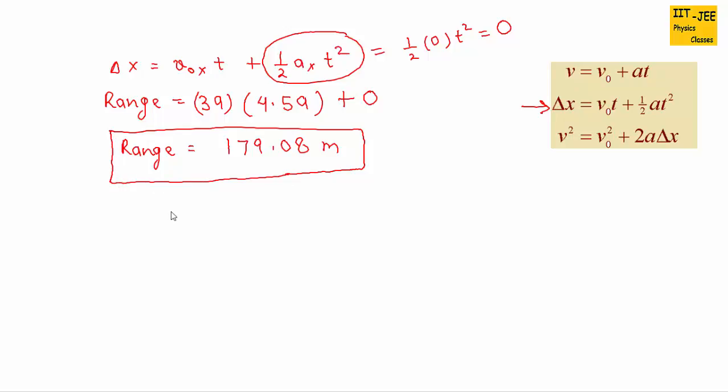I hope you understand the concept and how to use kinematic equations for horizontal and vertical motions in any projectile motion. In the following video, we will discuss projectile motion on inclines. So stay tuned and study more.